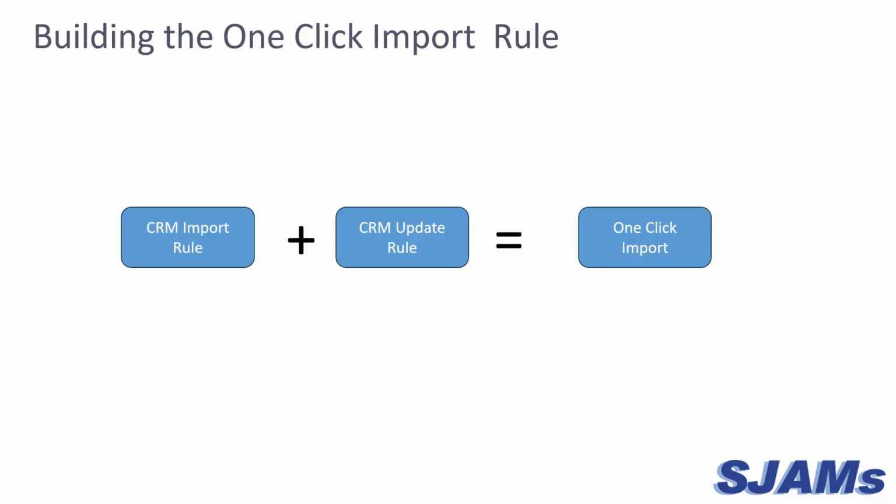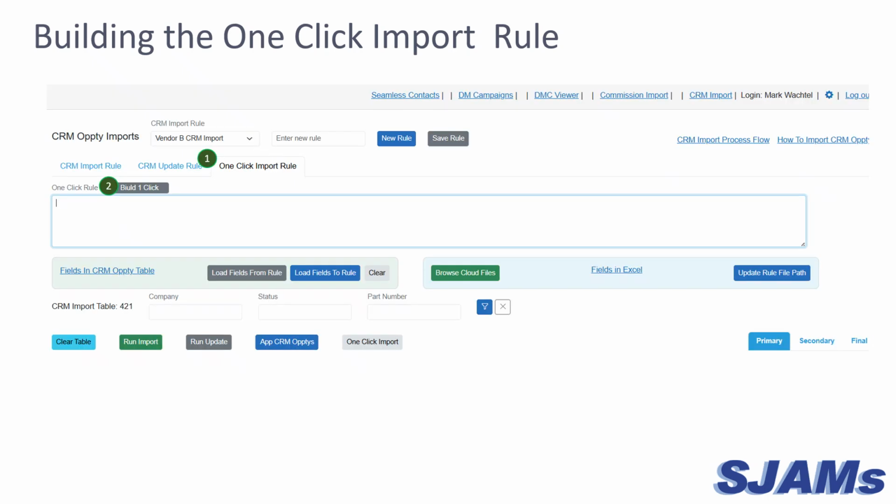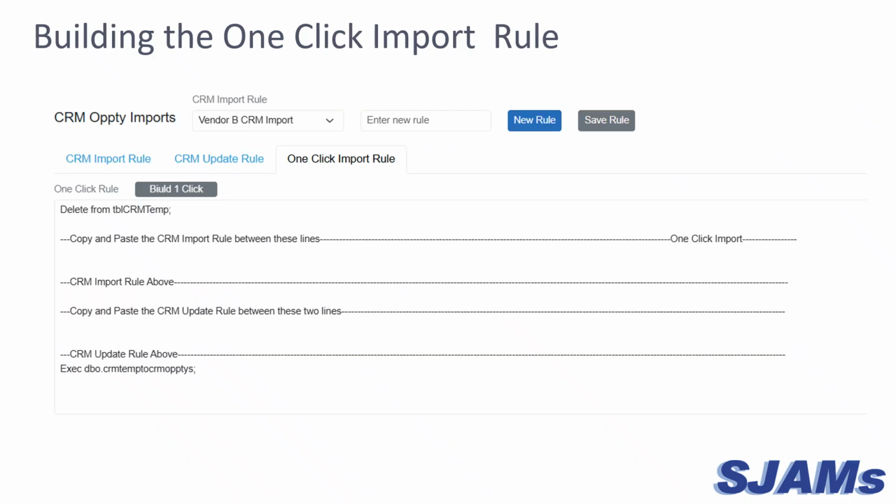Building a one-click import rule is actually very easy. If you have a working CRM import rule and a working CRM update rule, all you need to do is copy and paste them into a single one-click rule. Let's show you how. Go to the One-Click Import Rule tab, Figure 1, and click on Build One. Figure 2. The base one-click rule will populate as follows.